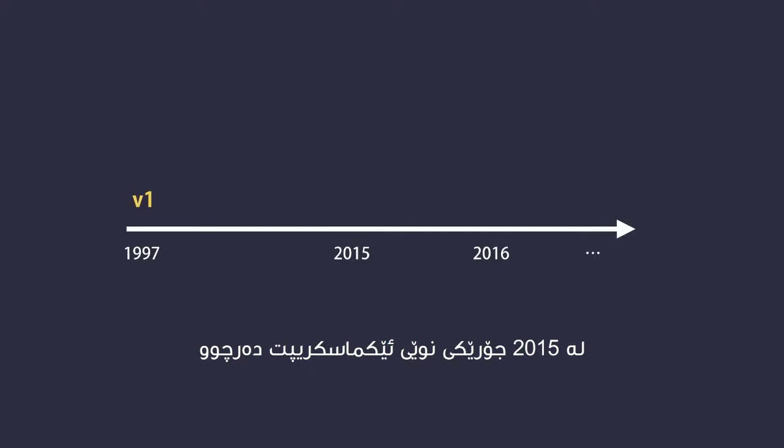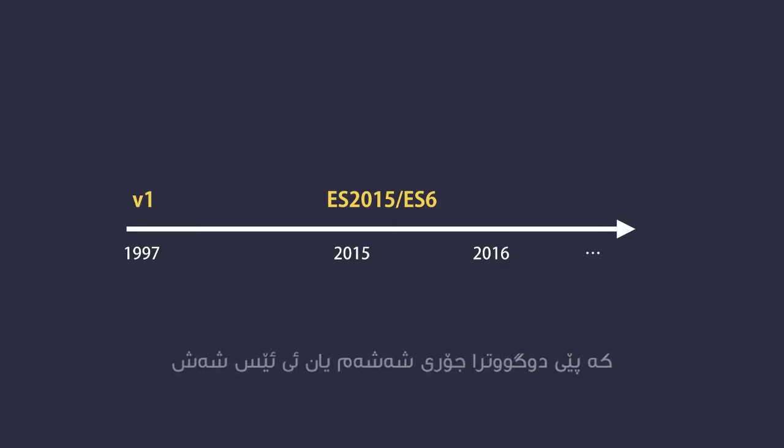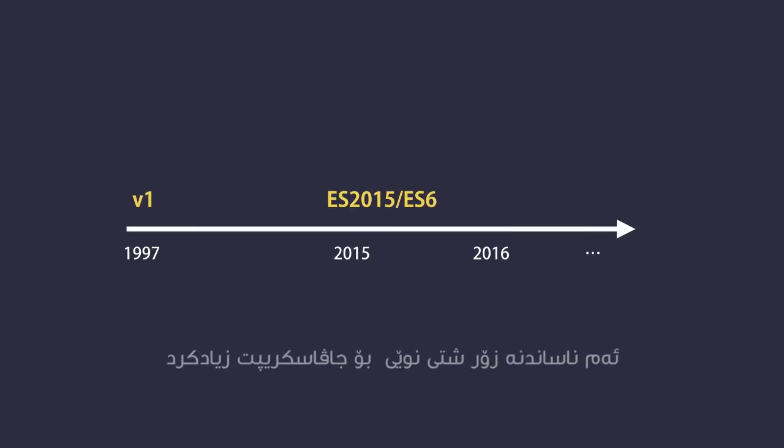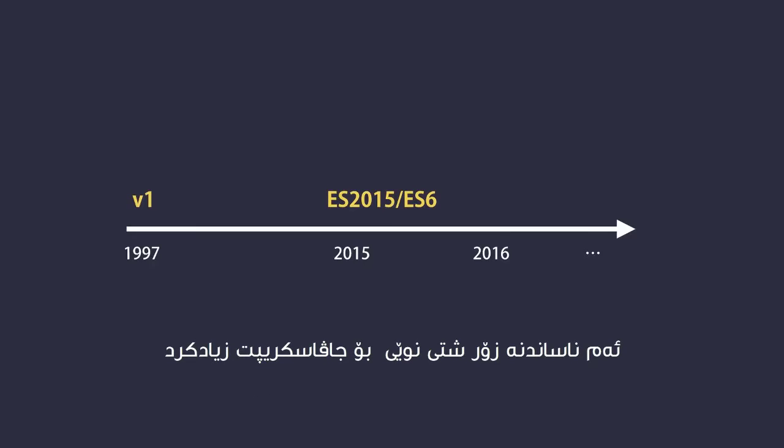So in 2015, they released ECMAScript 2015, which is also called ECMAScript version 6 or ES6 for short. This specification defined many new features for JavaScript.